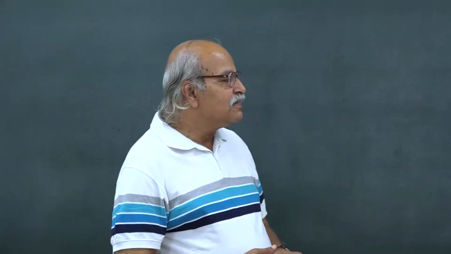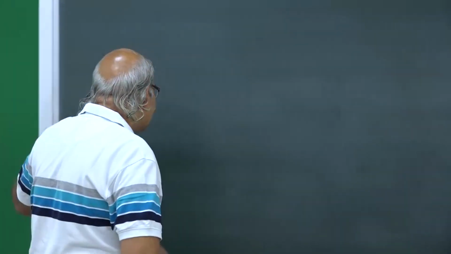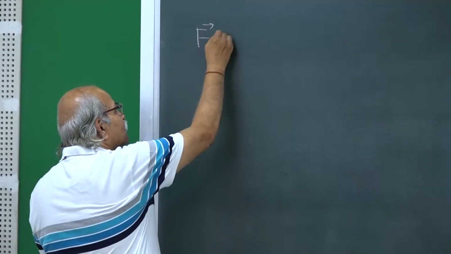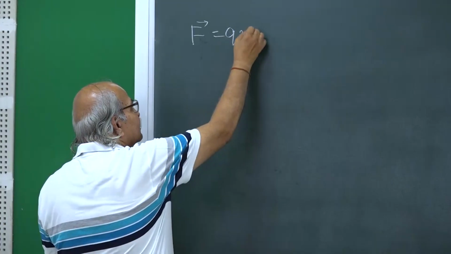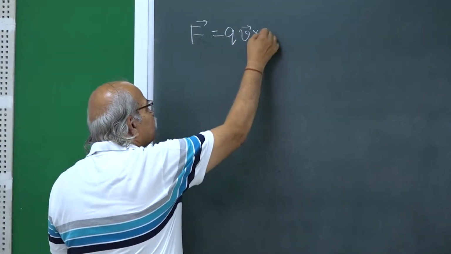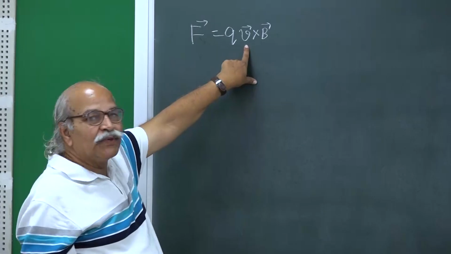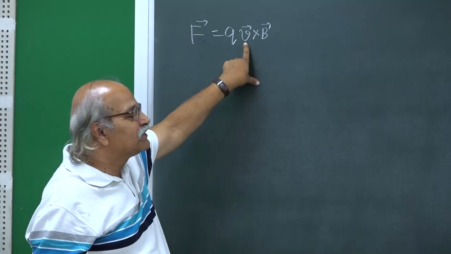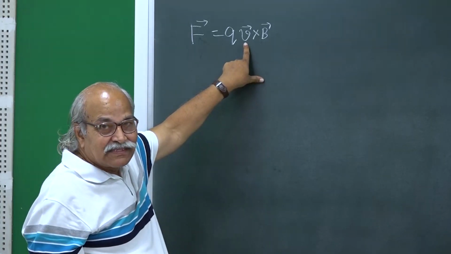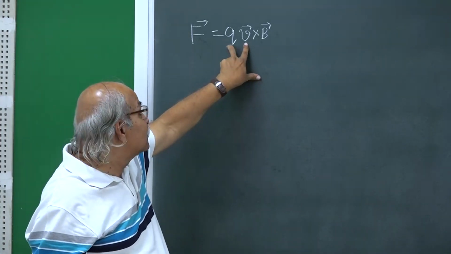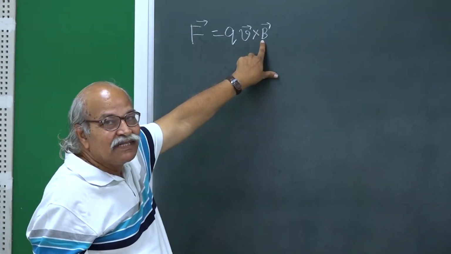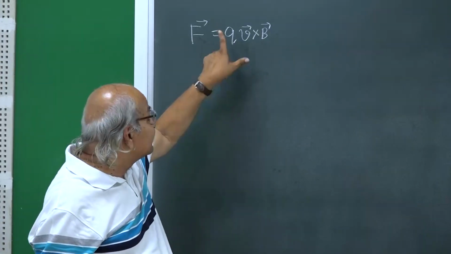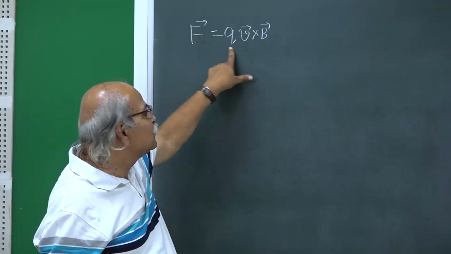Now, magnetic field, as you know, is defined by its action. F is equal to q v cross B. So, if you have a charged particle having charge q and moving with velocity v, and at that location you have a magnetic field, then at that instant the force on this particle will be given by F equal to q v cross B.